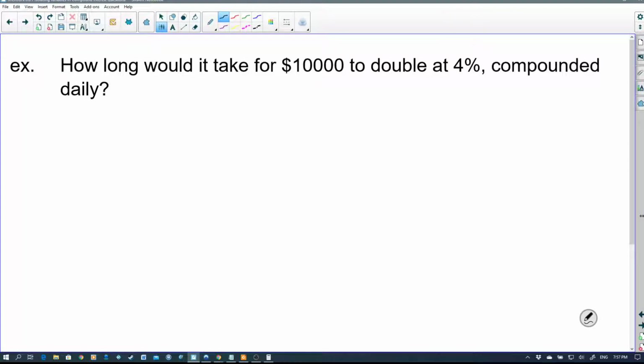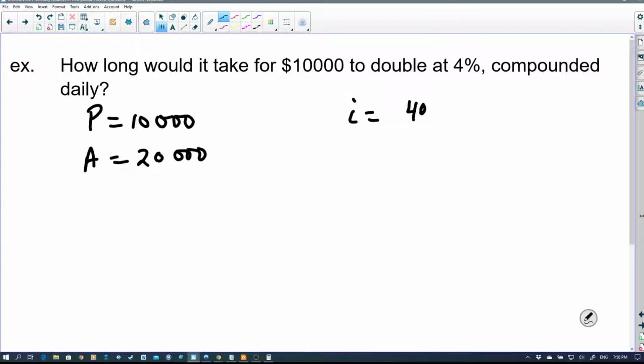Now we're starting at $10,000, but we're asking it to double. So remember that $10,000 is our principal, but we need our final amount. Well, if $10,000 is doubling, that's not hard to figure out. That's just $20,000. We need to calculate our I. 4% compounded daily. Daily is 365 days per year. So 0.04 divided by 365.